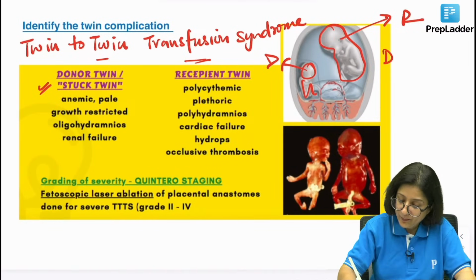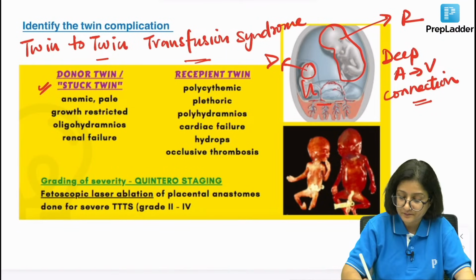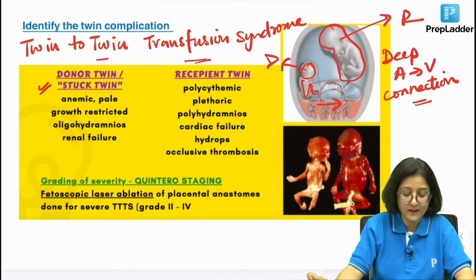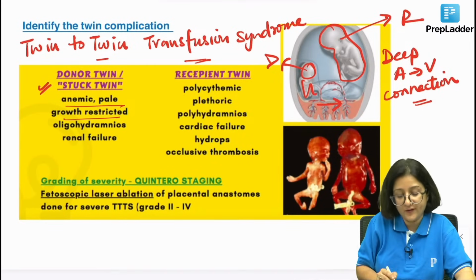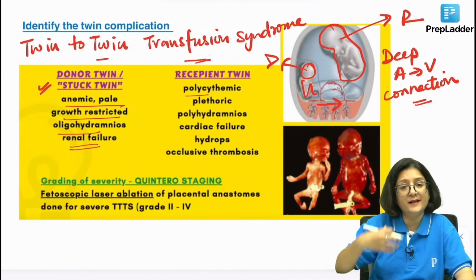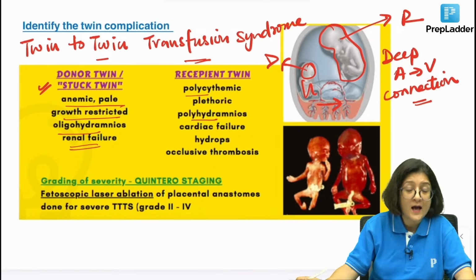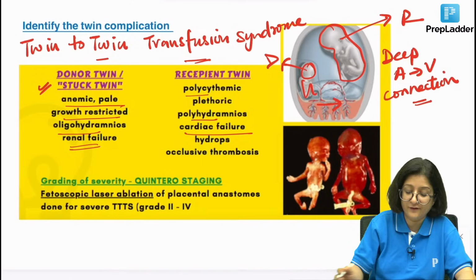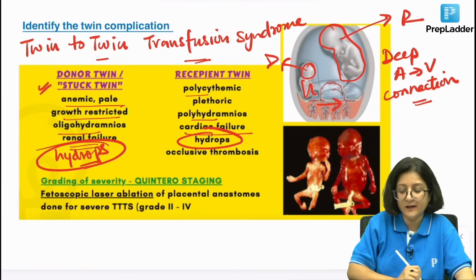There are deep artery to venous connections here. So one twin is bleeding into the other twin. So the donating twin obviously will become anemic, will become growth restricted, oligo, and will have renal failure. The recipient twin will get all the extra blood, right? Polycythemic, plethoric, will also have polyhydramnios, and the heart will have to pump that extra blood, leading to cardiac failure, right? Hydrops can happen in both.